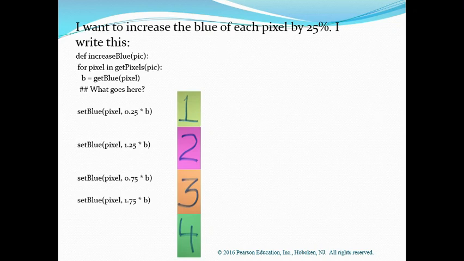So think about it. If we set the blue color, so let's go back. Get blue of pixel returns the blue amount, 0 to 255, of the pixel. So if we multiply that by 1, right, it's going to be just the same number that it was. So what we really need to do is multiply it by 1.25, right? Because 1 is 100%, or the exact same thing. And then we want to increase it by 25%. So 1.25 is the same object plus 0.25, which is 25%. So our actual answer for this example of what goes here is set blue pixel, comma 1.25 times b, or option 2.